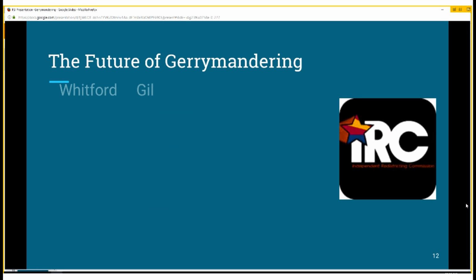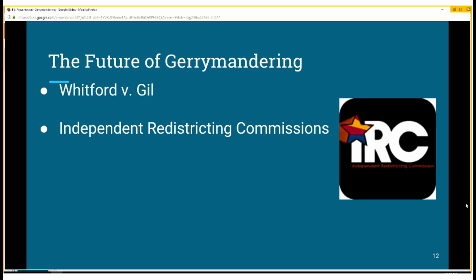And then the future of gerrymandering. There's actually a Supreme Court case going on right now in Wisconsin called Whitford v. Gill that will likely finally make a decision as to the constitutionality of the practice of political gerrymandering. So keep an eye out for that case. And then in terms of independent redistricting commissions, they are actually gaining a lot of popularity right now, and before the 2020 census, it's likely that citizens' initiatives will supplant state legislatures as the main vehicle for the congressional redistricting process with independent redistricting commissions.